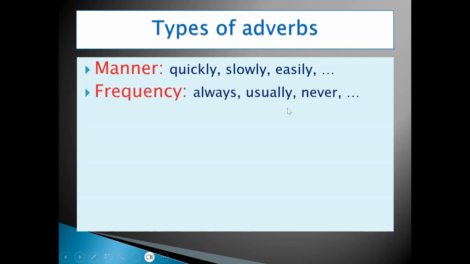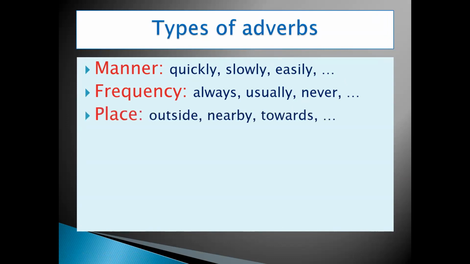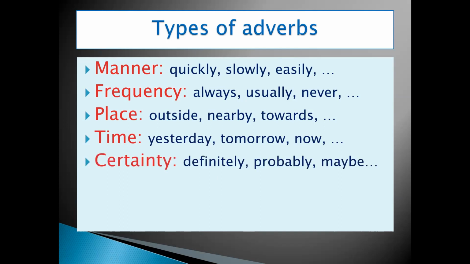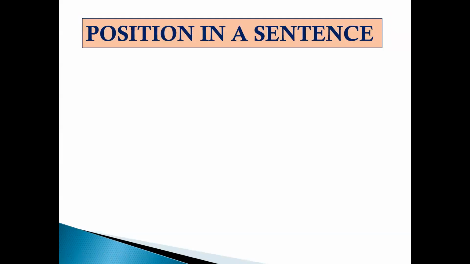Another type: we have adverbs of frequency, okay? You use them in the present simple: always, usually, sometimes, never. Places: outside, towards. Time: yesterday, tomorrow, now. Certainty and degree: certainly, definitely, probably, maybe, very, really, quite.